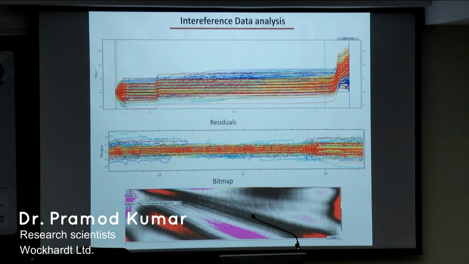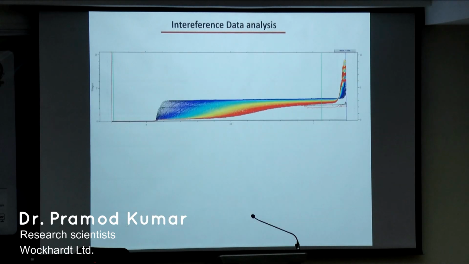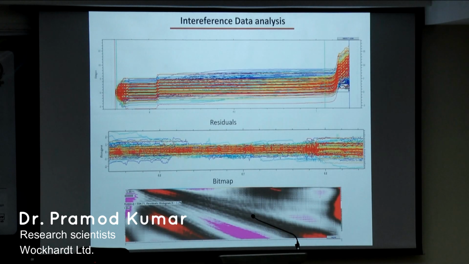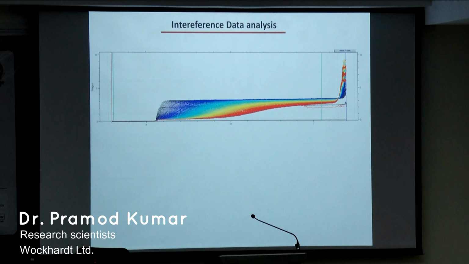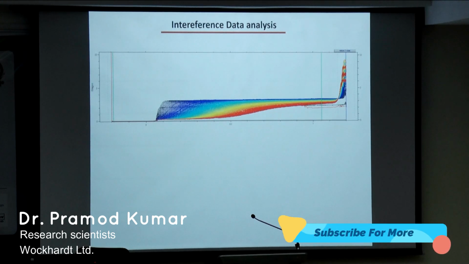You see a gray color here, and it is visually very clear that there's a lot of difference between your experimental and observed values. So this is a better way of interpreting your data. I strongly recommend taking the residuals as well as the bitmap analysis into account, as they give a clear picture of where your data is working properly. I already showed you the different parameters that have to be taken into account.